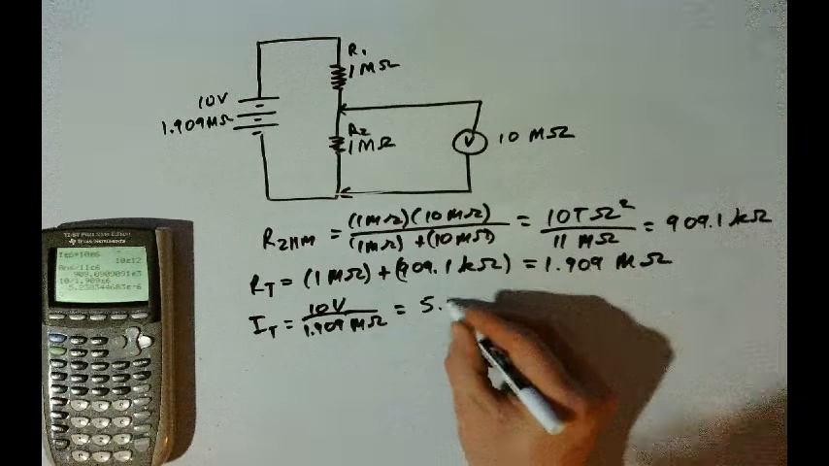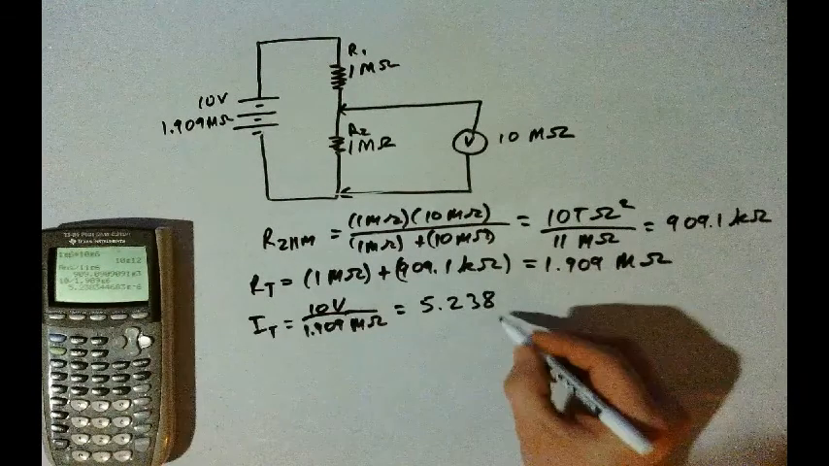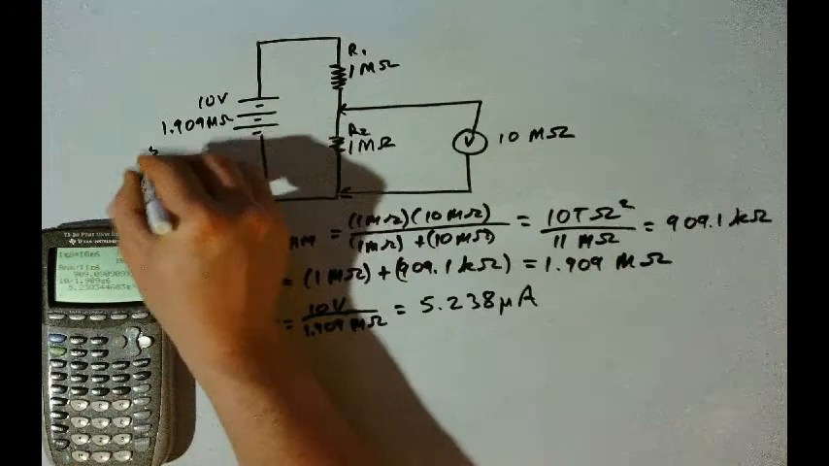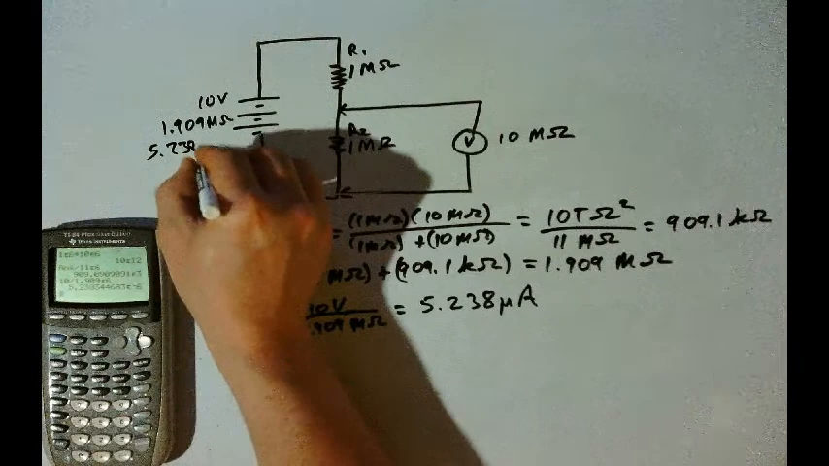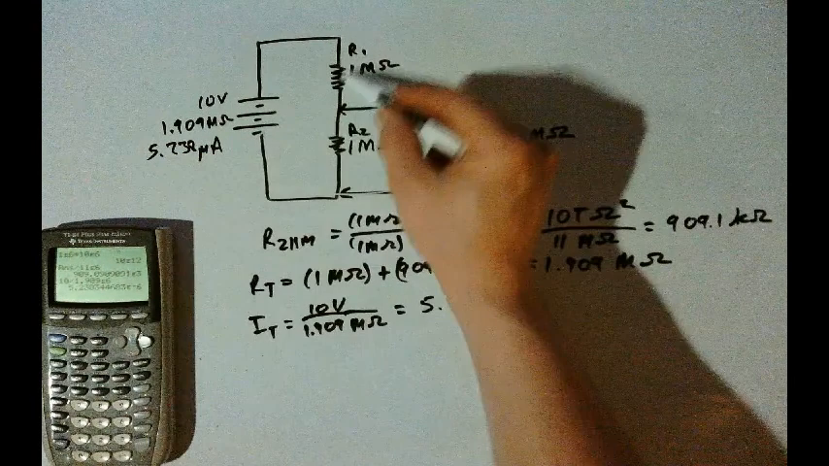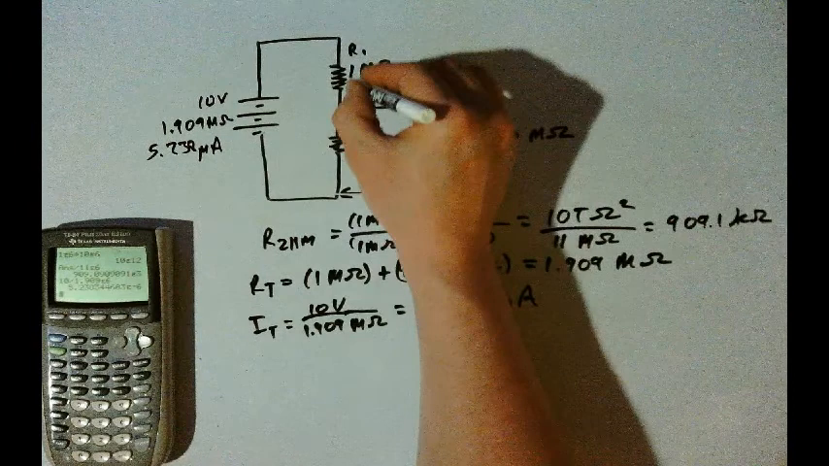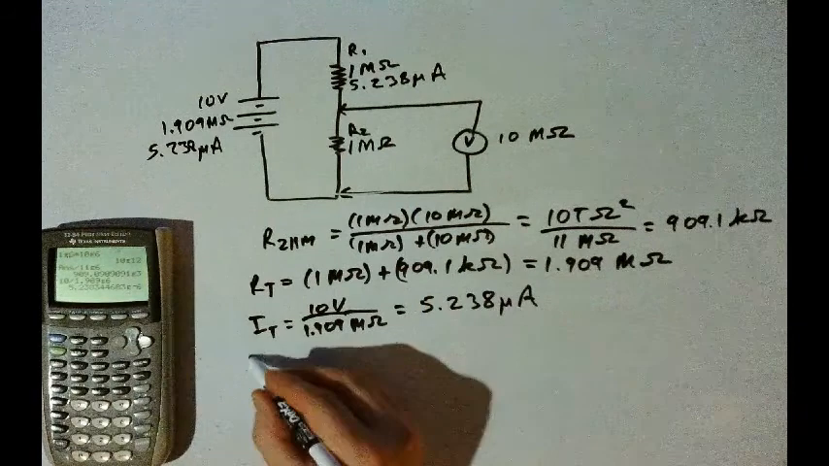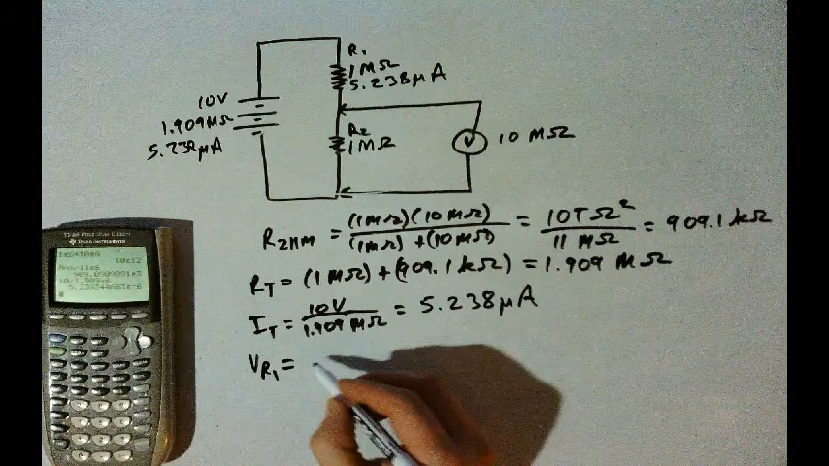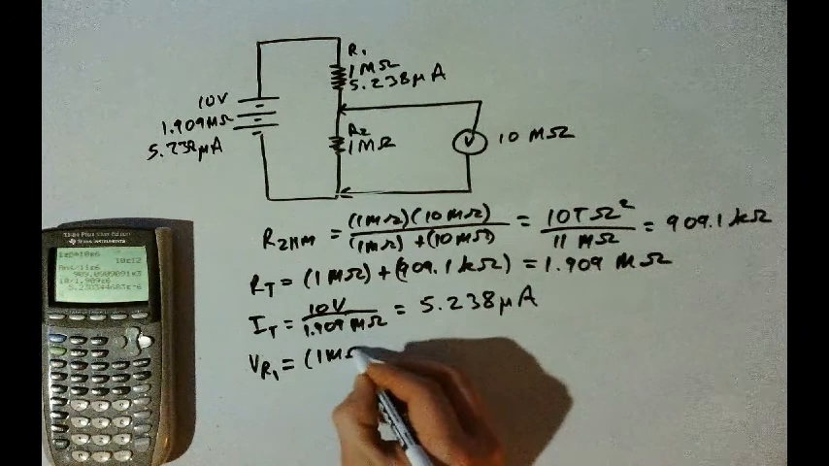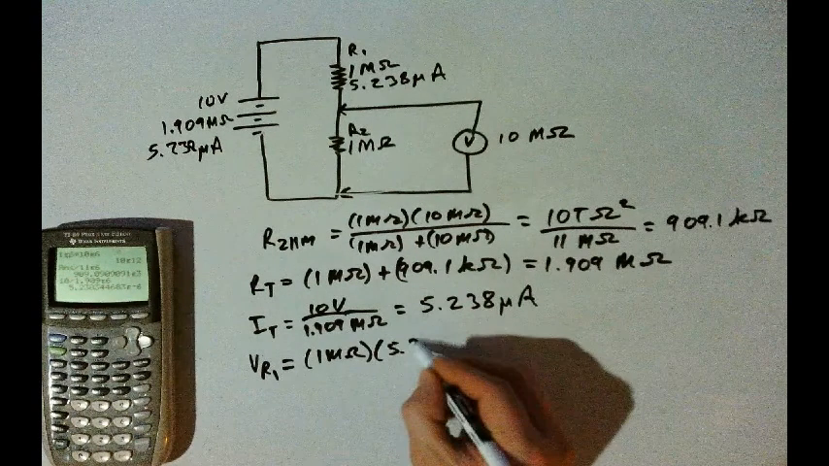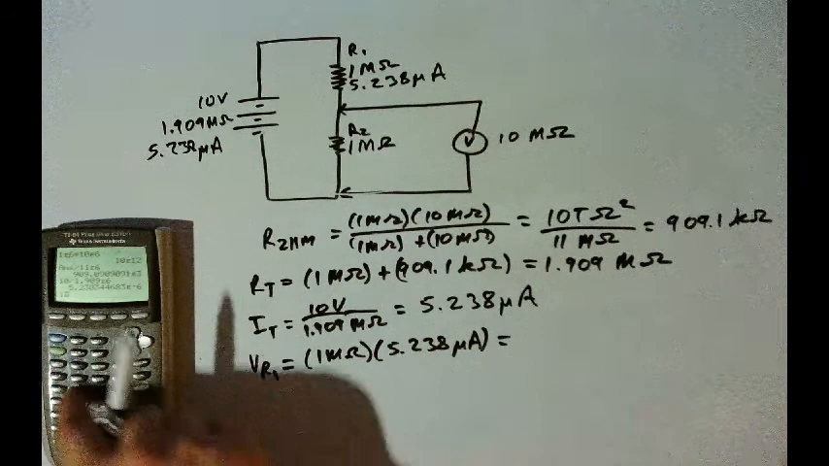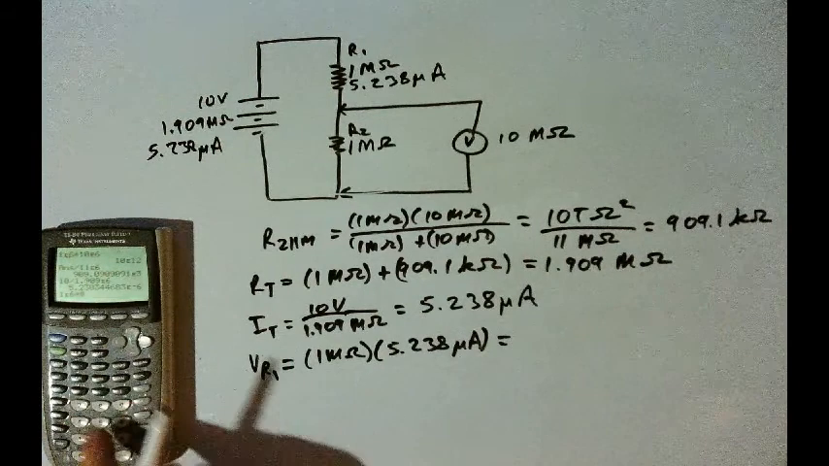Now we can find the voltage drop on R1, which will be the resistance, 1 mega ohm, times the current, 5.238 microamps. And so we'll have 1 mega times 5.238 micro, and the voltage drop will be 5.238 volts. And so the voltage here is 5.238 volts. Now the voltage on R2 has to add to the voltage on R1 to be 10 volts. That's Kirchhoff's voltage law. So 10 minus 5.238 is going to be 4.762.